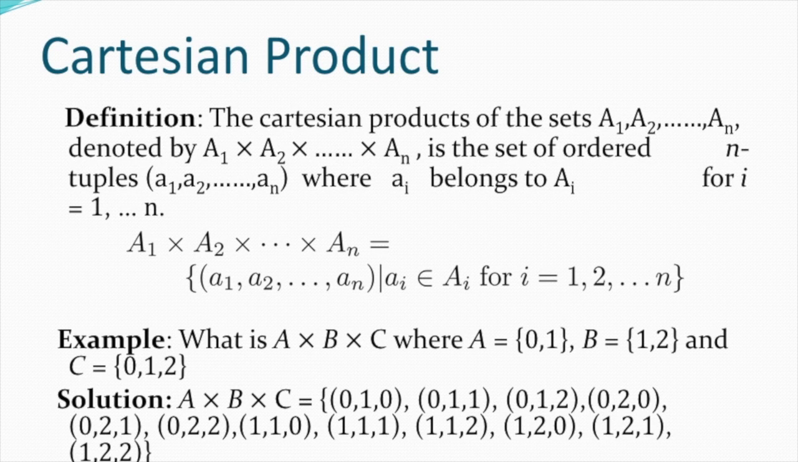So if you have A multiplied by B multiplied by C, where A is 0, 1, B is 1, 2, and C is 0, 1, 2. Now take every element from every set and blend them with each other. So I will take 0 from A, then 1 from B, then 0 from C. Then 0 from A, 1 from B, then 1 from C. Then 0 from A, 1 from B, and 2 from C. And so on. So I will match every element in A, B, C with every other element in the other sets to make a tuple of data, where we have different formations from a mix of each element in the sets.